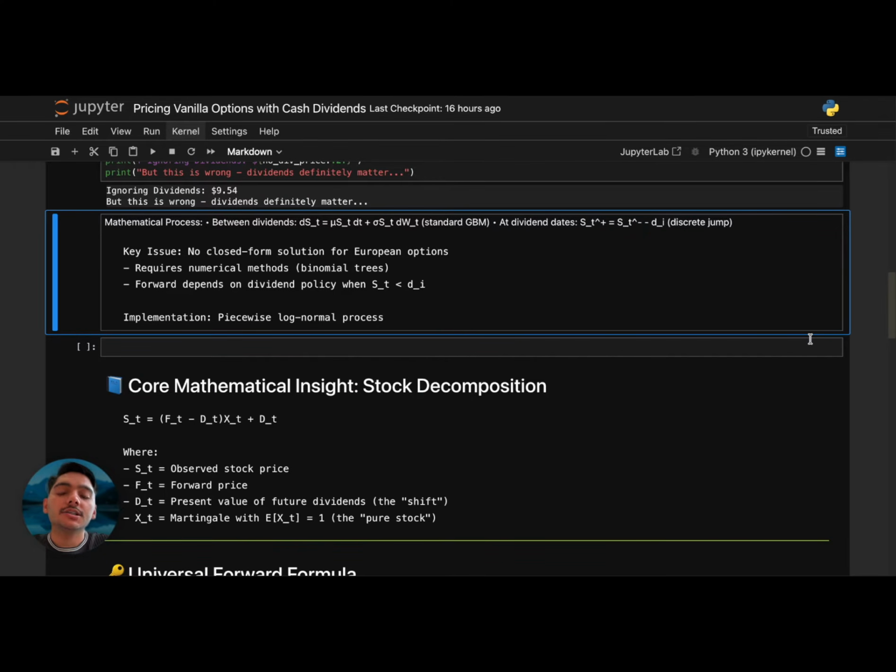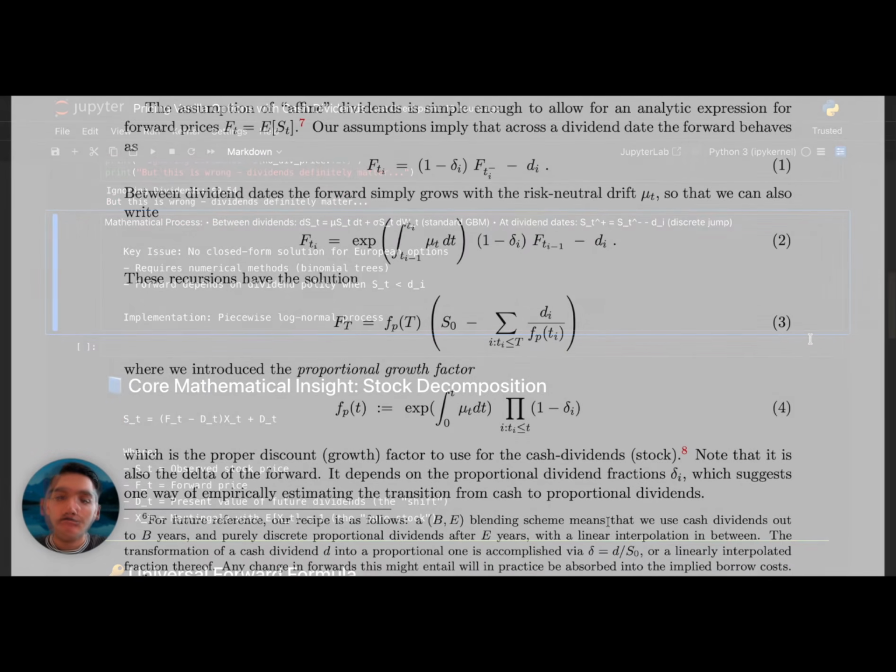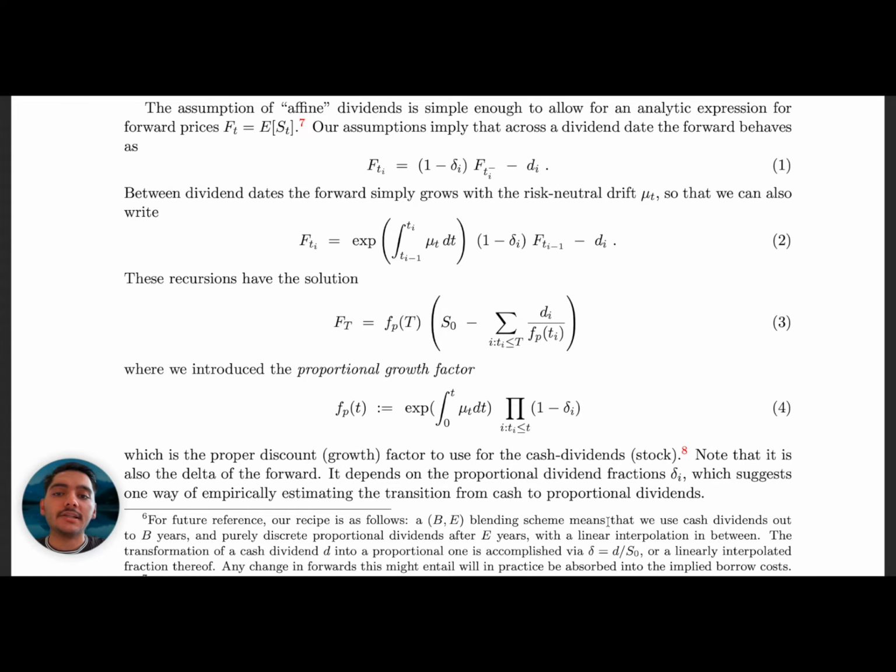Now the fundamental question is, when Apple's stock price drops by 60 cents on the ex-dividend date, how do we model that mathematically? Do we treat it as a jump in the stock price, or do we adjust the strike? Do we split the difference? So let me show the fundamental math that started this whole problem. Look at equation 3. This is the universal forward formula that all models must satisfy. The forward price equals this proportional growth factor times the stock price minus the present value of all cash dividends.